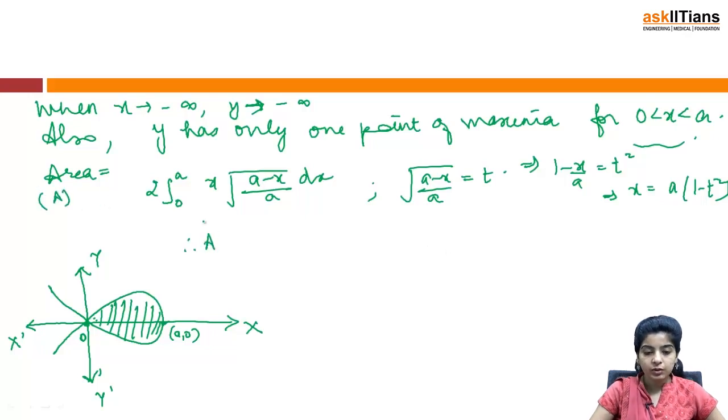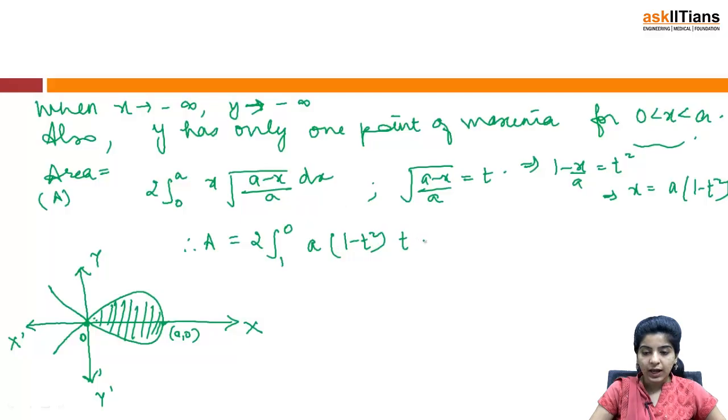And therefore area, let us say A, would be equal to twice the integral from 1 to 0. When x was 0, t would be equal to 1, and when x was a, we'll have t equal to 0. So the limits become 1 to 0. So we have A equal to twice the integral 1 to 0 of a into 1 minus t square, that is x is a into 1 minus t square.